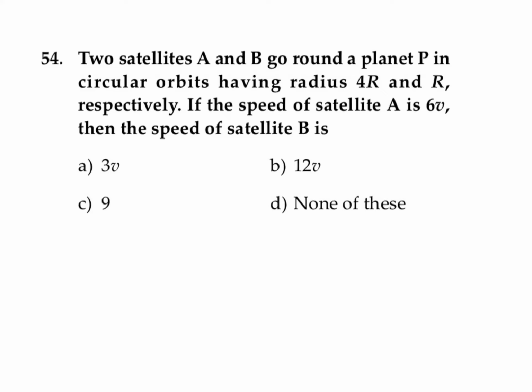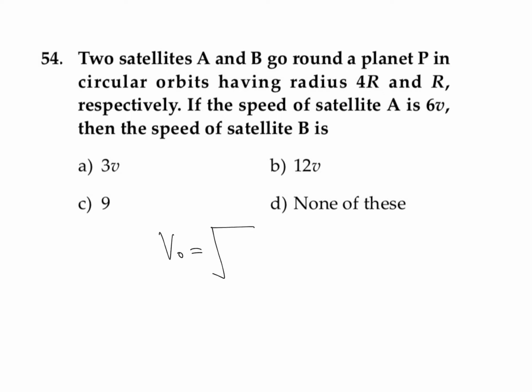In this question, it is given that two satellites A and B go around a planet P in a circular orbit having radius 2r and r respectively. If the speed of satellite A is 6v, then what is the speed of satellite B? So we know the equation for orbital velocity.